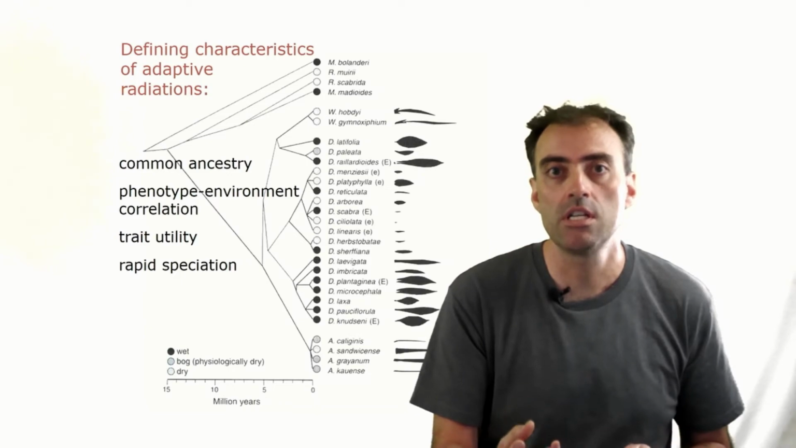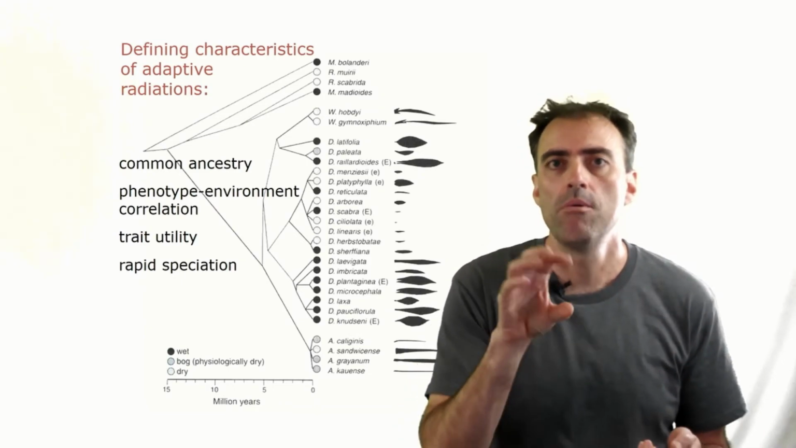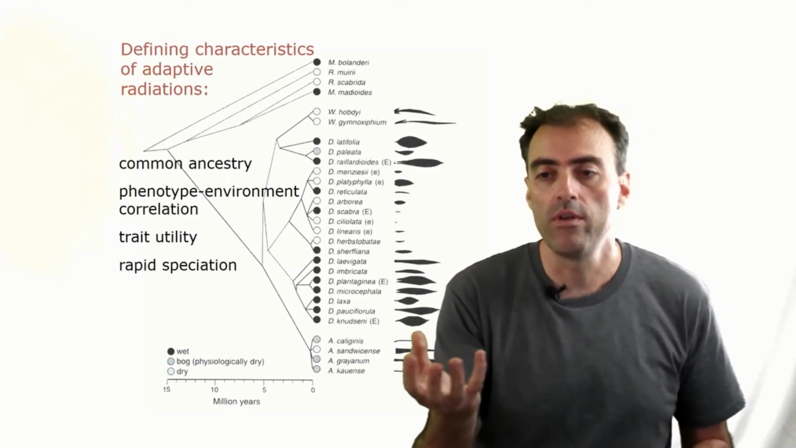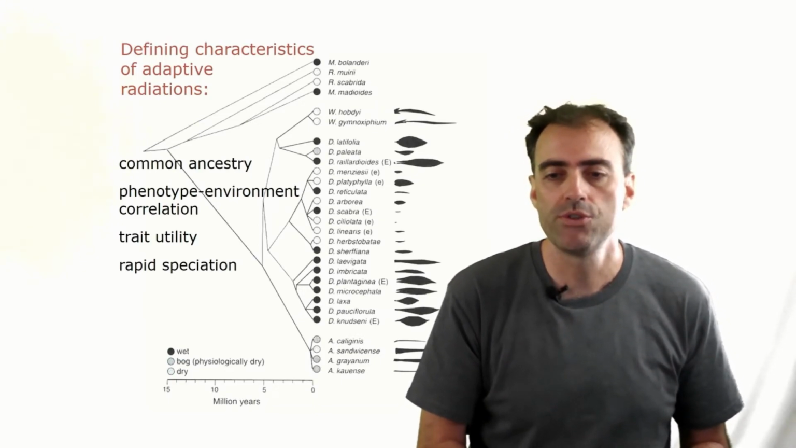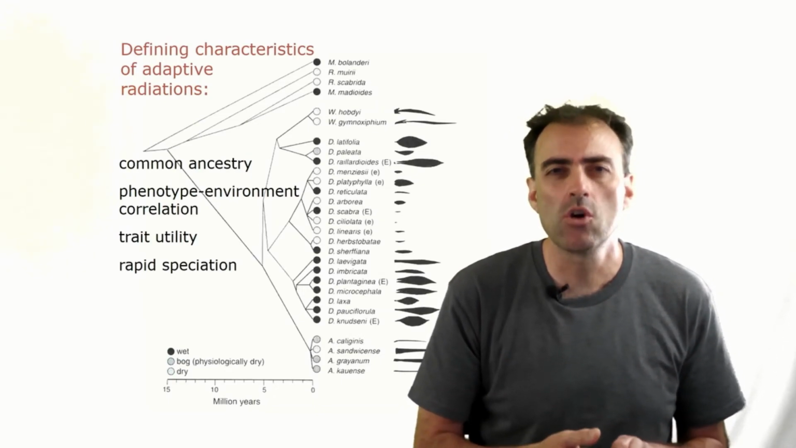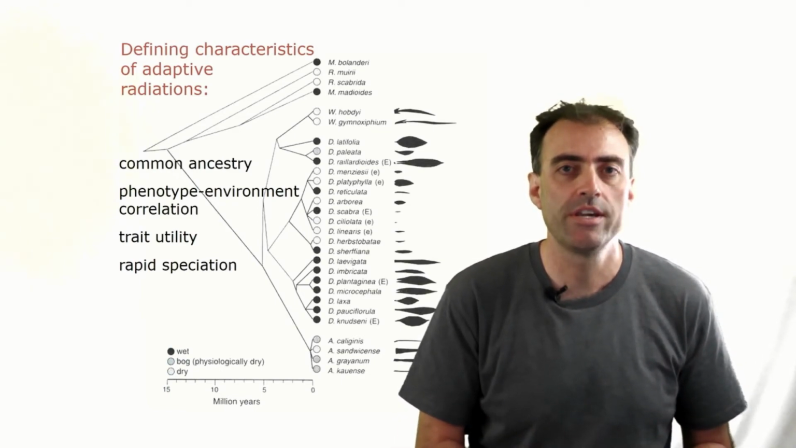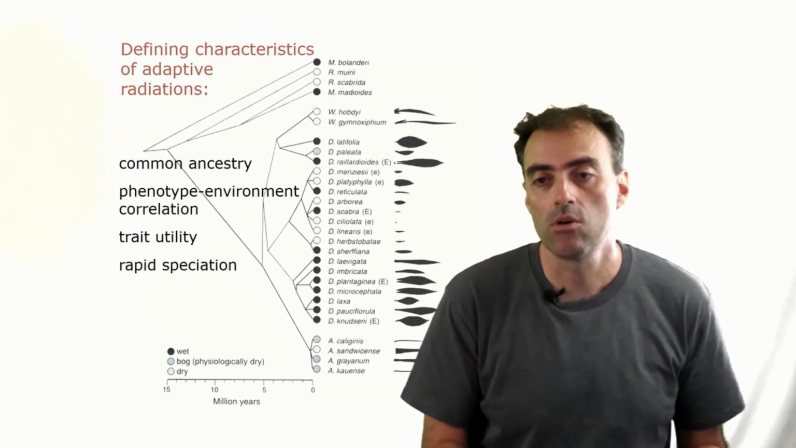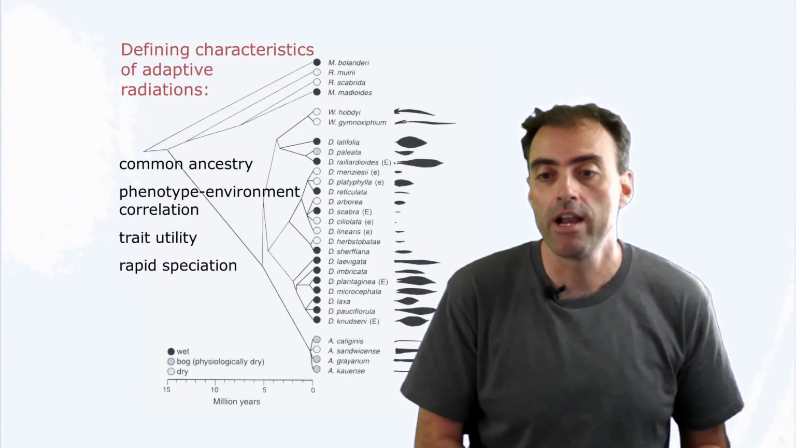Then there's trait utility. Those changes in phenotype have to be adaptive. So the beaks allow these different species to feed on different seeds, or the leaves allow them to occupy different types of moisture environments. And then as a consequence of this natural selection really kickstarting the speciation process, we have this characteristic of rapid speciation. So this is why evolutionary biologists really like adaptive radiations.